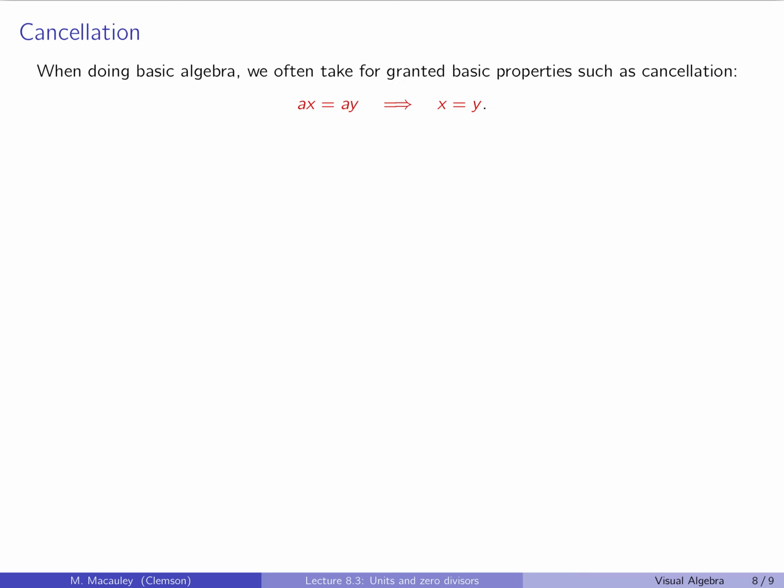Now that we've defined the fundamental terms, let's look at some consequences and results. When doing basic algebra, this is lowercase a algebra, like what you learned in middle school and high school, we often take for granted fundamental properties like cancellation. In other words, if ax equals ay, then of course x equals y. But this need not hold in all rings.